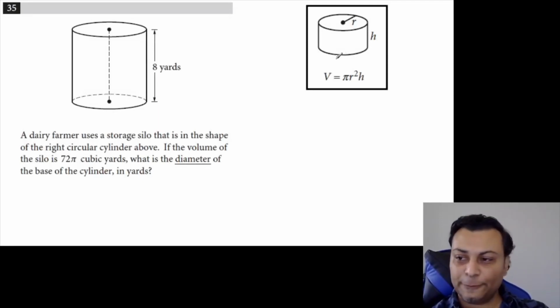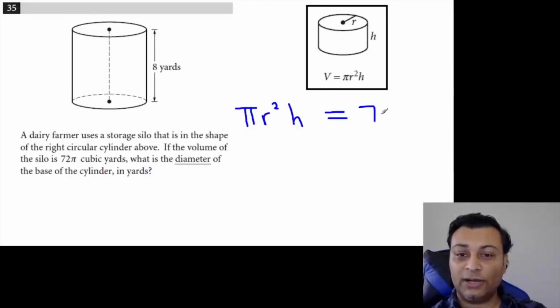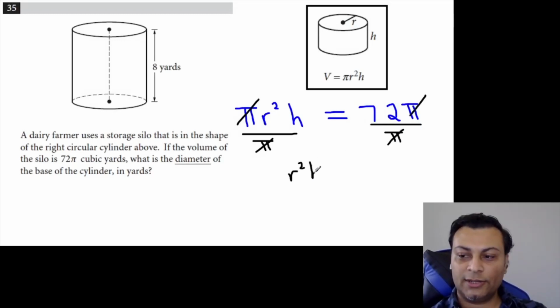We have the formula for volume of a cylinder taken from the formulas provided at the front of the test packet. Volume is pi r squared height. And they told us the volume for this is 72 pi. We're trying to solve for diameter. So let's keep going. Let's divide this by pi, and divide that by pi. You wind up with r squared height is 72. Now, the height itself is 8. So you have r squared times 8 is 72, because the height is 8.